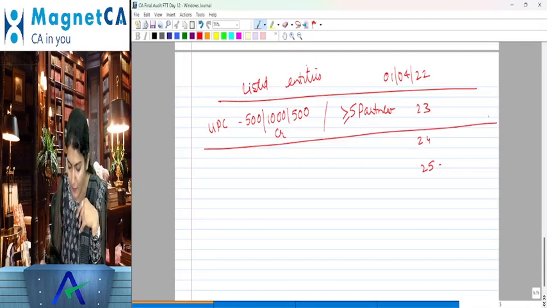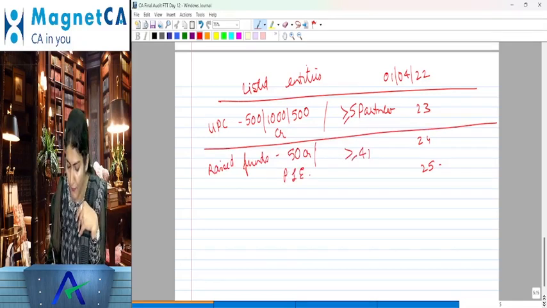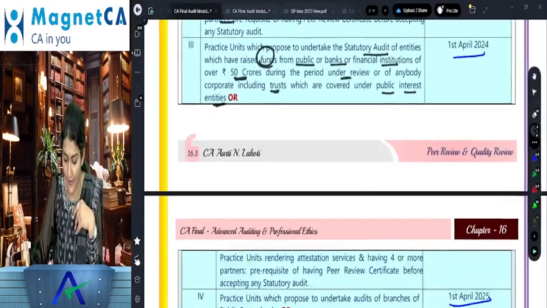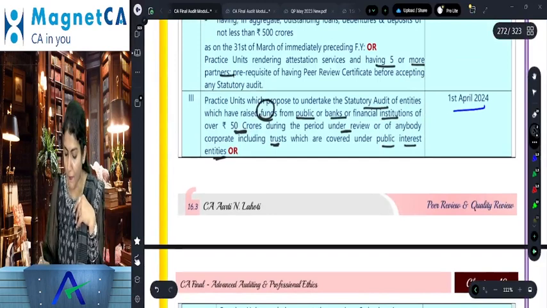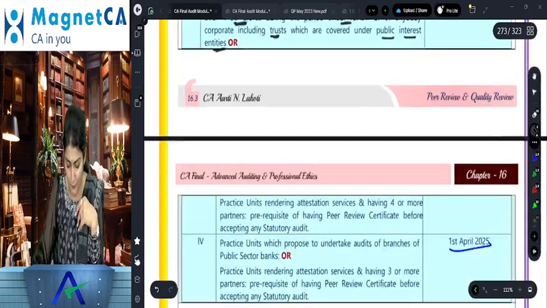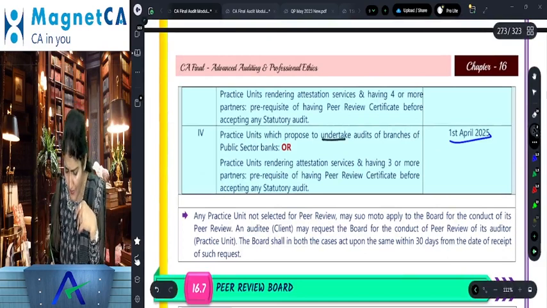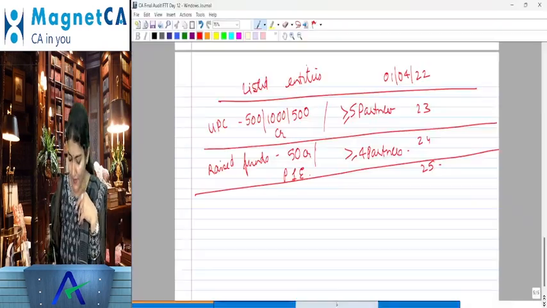So what is the third one over there? Those which have raised funds of more than 50 crore, or which are public interest entities, or which have 4 or more partners. What does it say? For those CA firms, peer review is to be effective, a mandatory peer review certificate with effect from 1st April 24. And then the last one, what does it say? Practice units who propose to undertake audits of branches of public sector banks.